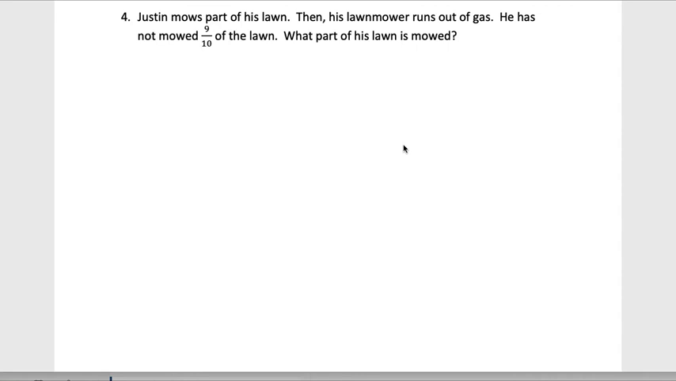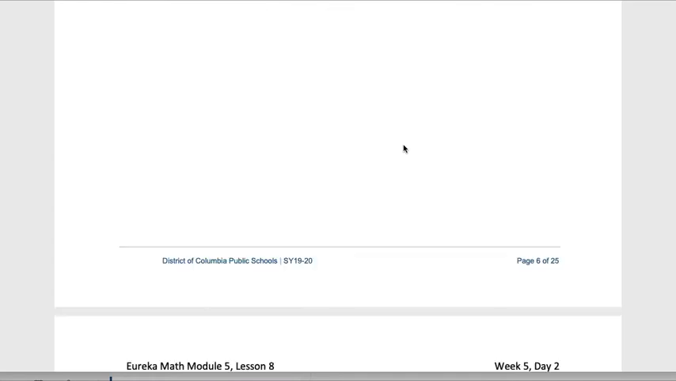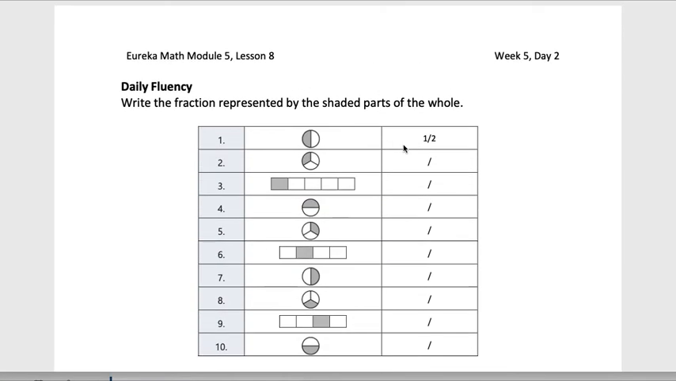Number 4 is a word problem. Now, word problems tend to be really intimidating, but you guys can totally do it. Read it carefully. It's asking you to figure out what part of his lawn is mowed. So Justin mows part of his lawn, then his lawnmower runs out of gas. He has not mowed 9/10 of the lawn. What part of his lawn is mowed? Think about it. You guys can do it.